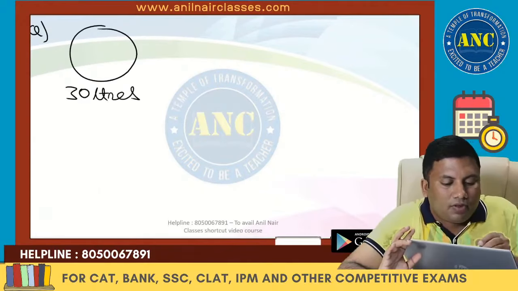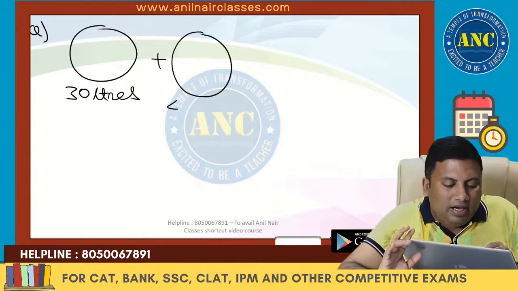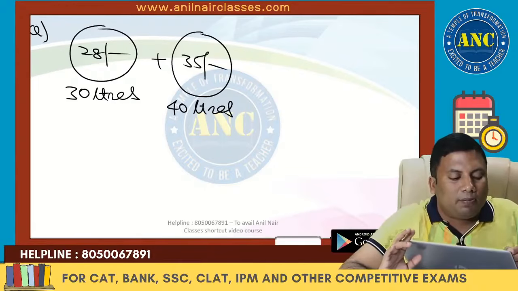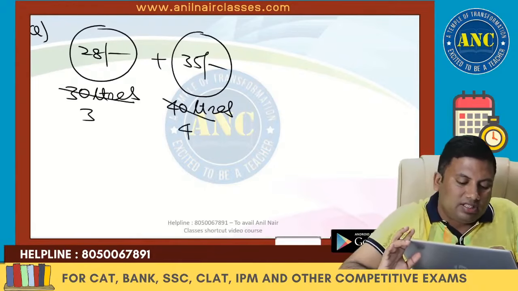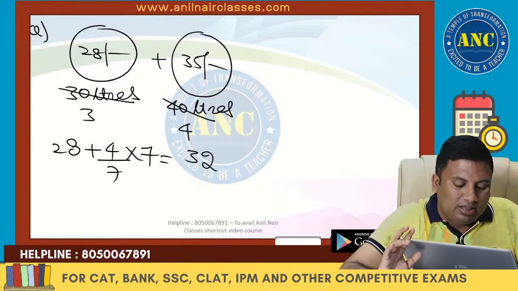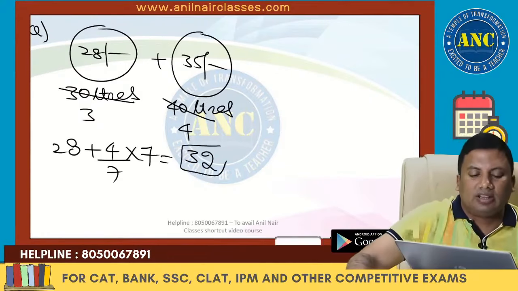30 liters is combined with 40 liters. This is 28 rupees and it is 35. Drop your pens and say the answer. 10 threes are 30, 10 fours are 40. 28 plus 4 by 7 into 7. This is nothing but 32.